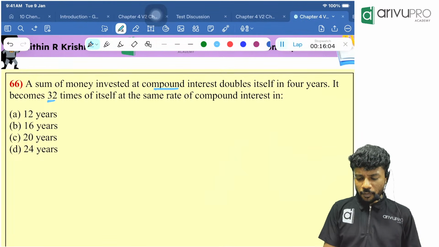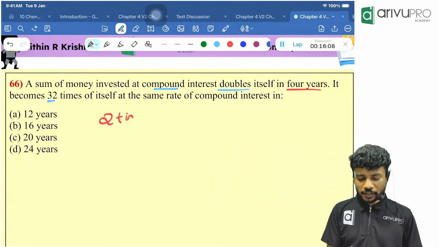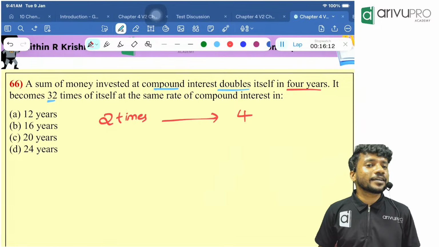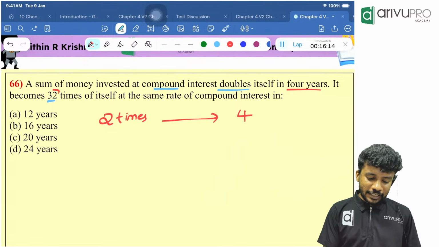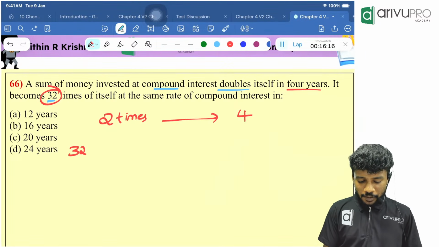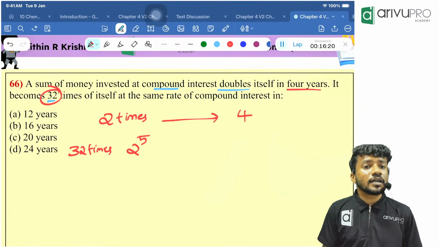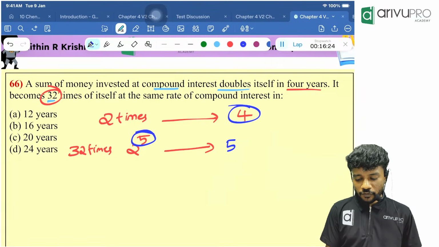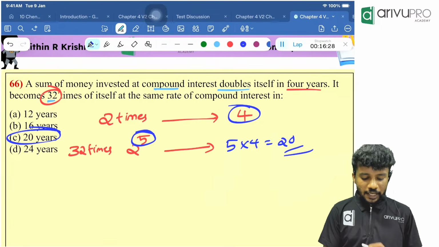So, sum of money invested at a compound interest rate doubles itself in 4 years. Doubles means what, people? 2 times. 2 times means in how many years? 4 years it's mentioned. Then they are asking it become 32 times. People, 32 times means can I write it as 2 raised to 5? That is nothing but, how will I write, people? 5 into 4. 5 into 4 is nothing but what, people? 20. Which option is the answer? C.